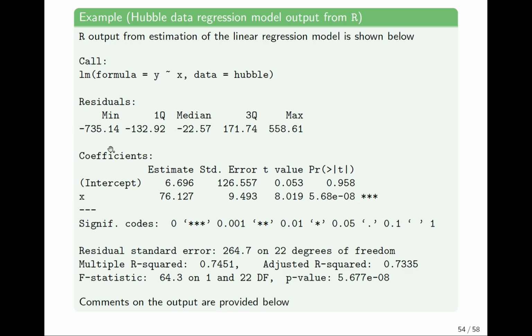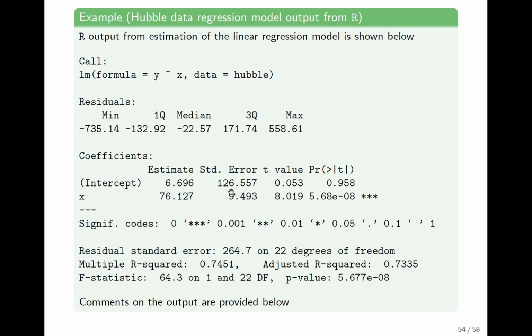Next is the actual estimates. This is the coefficients, the parameter estimates that we've got from the least squares, and there are different columns here. The first column gives us the estimates themselves. So the least squares estimate of alpha, the intercept, is 6.696, and the least squares estimate of beta is 76.127. The next column gives us the standard error of those estimates, calculated in the way we described earlier.